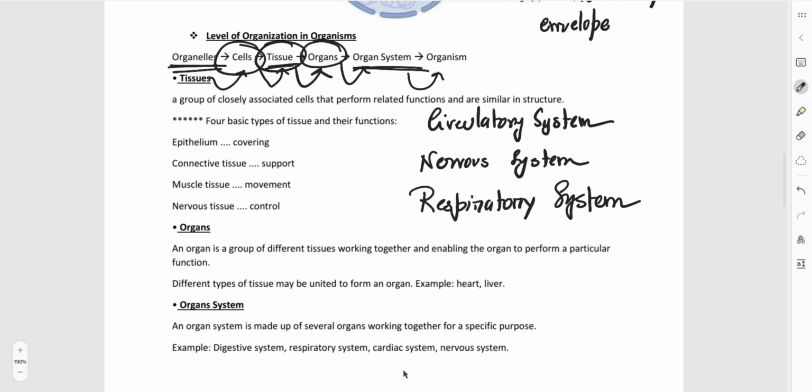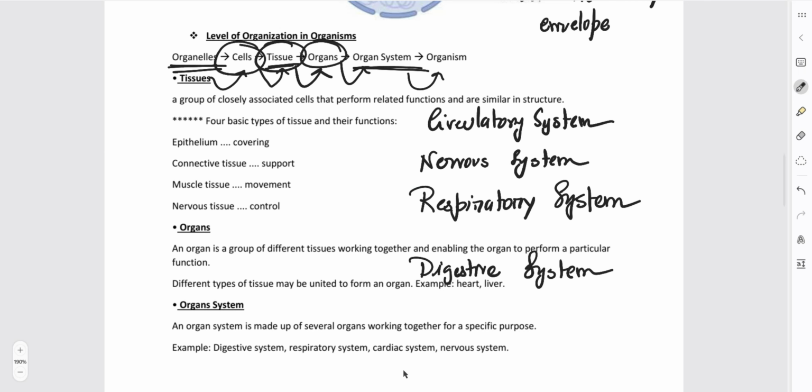Then we have the digestive system, where we have the esophagus, the stomach, the intestines, both large and small, right? So these are a few examples of the organ system. We have a lot more, right?